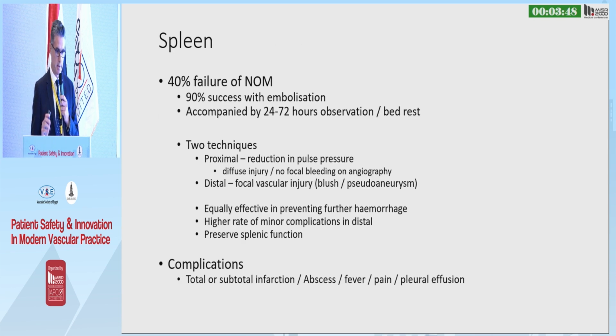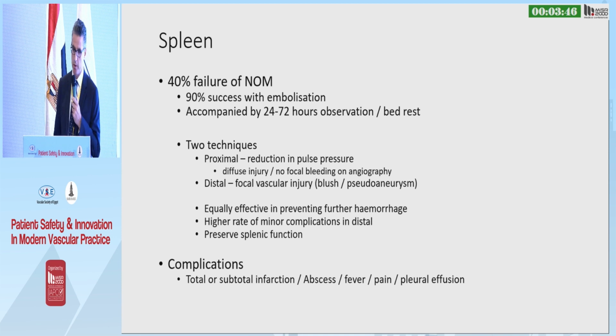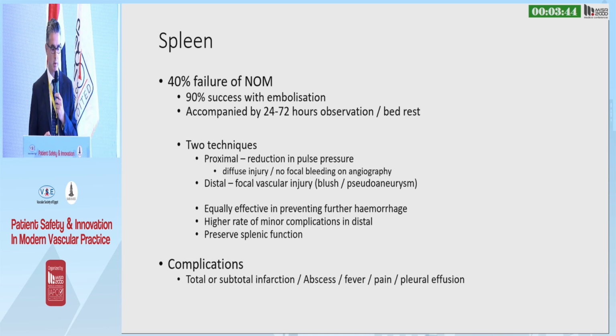The spleen, I think, is a much more difficult organ in blunt abdominal trauma, and there are suggested rates of up to 40% fail with non-operative management. And this can actually improve with embolization to about 90% success rate. Of course, that has to be accompanied by the standard therapy of bed rest and observation on an ITU or a high observation unit.